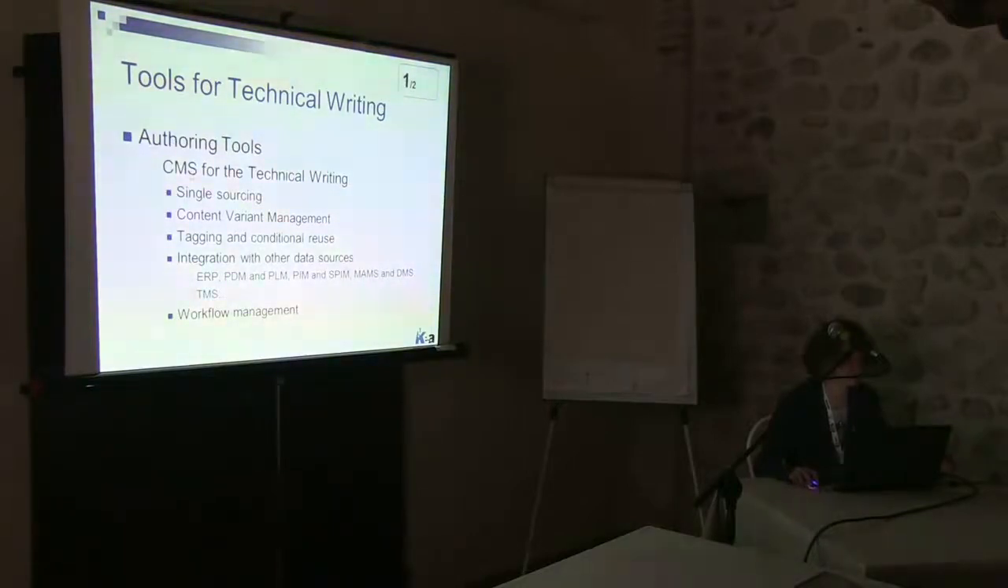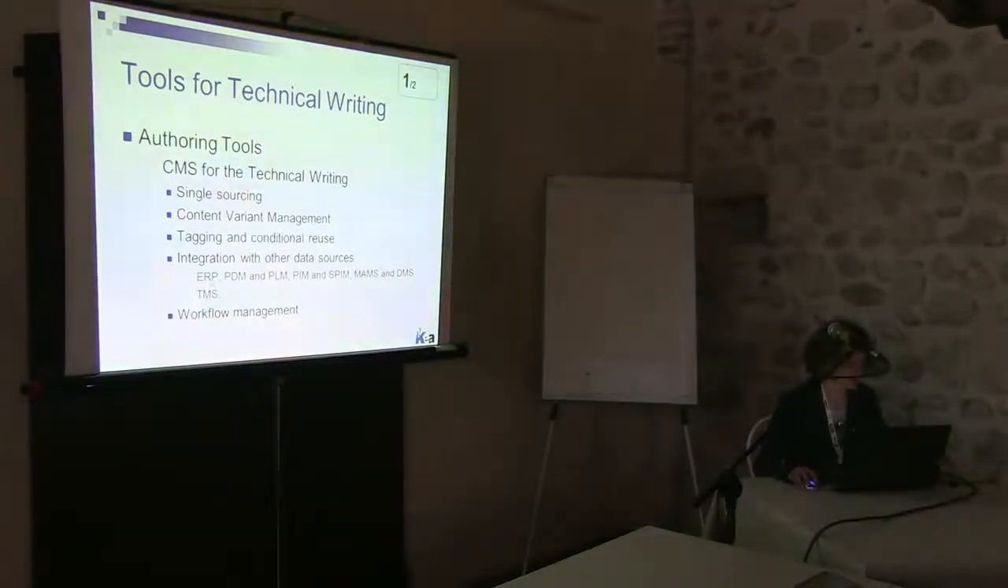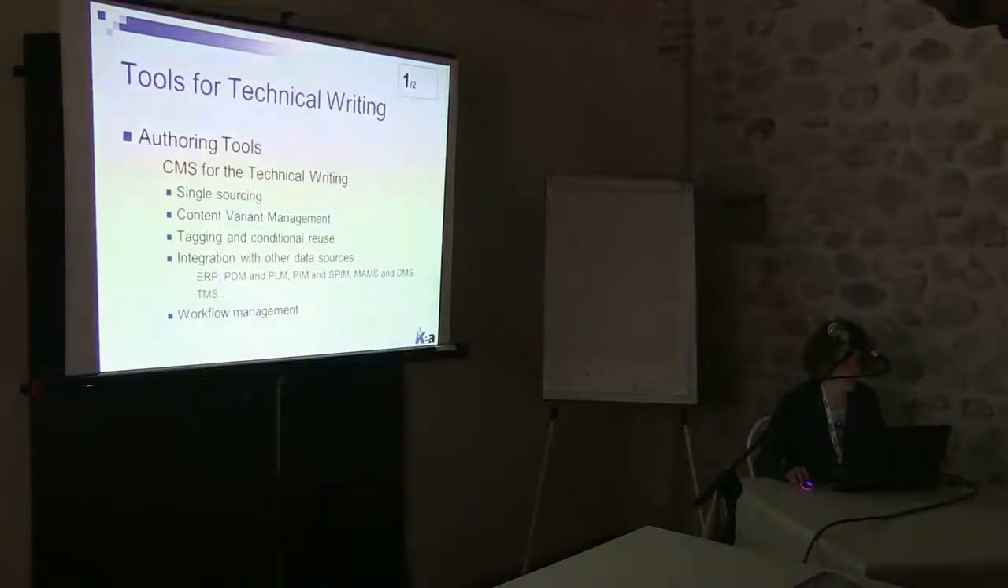The main features of technical communication content management systems are single sourcing, content variant management, tagging and conditional reuse, and integration with other data sources, so enterprise resource planning systems, product data and product life cycle management systems, product information and spare part information management systems, media asset management and document management systems. And of course, translation memory systems and machine translation systems to manage translations and the localization of content. And last of all, workflow management: editing, versioning, and translation.